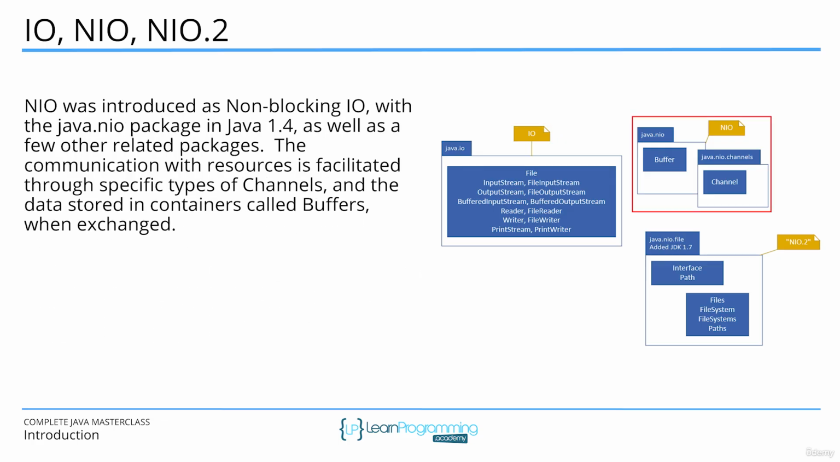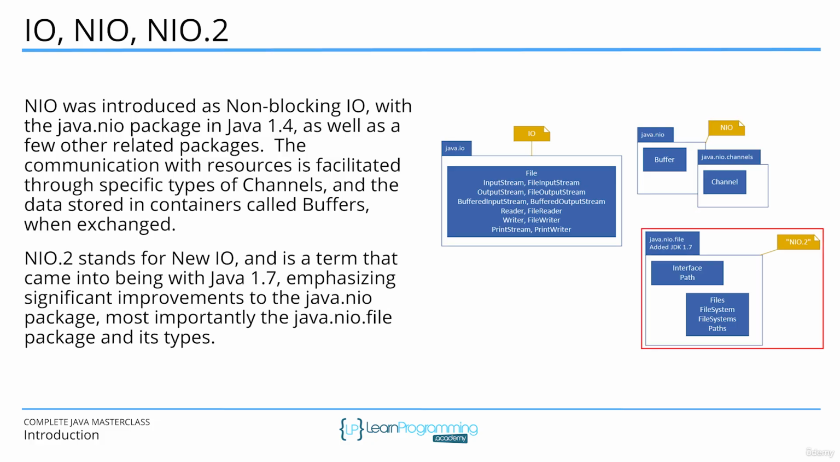NIO was introduced as non-blocking I/O with the java.nio package in Java 1.4, as well as a few other related packages. The communication with resources is facilitated through specific types of channels and the data stored in containers called buffers when exchanged. NIO.2 stands for New I/O and is a term that came into being with Java 1.7, emphasizing significant improvements to the java.nio package, most importantly the java.nio.file package and its types.